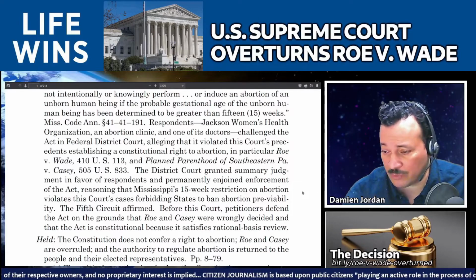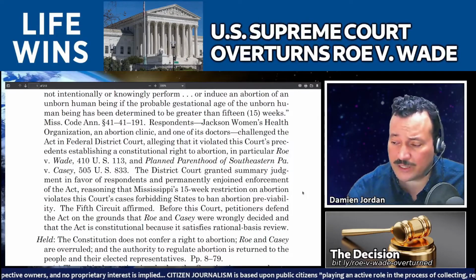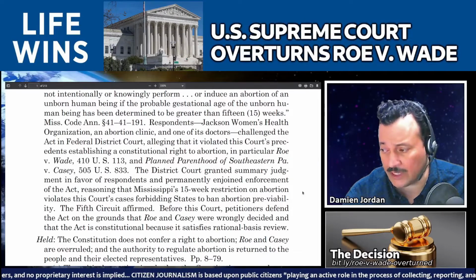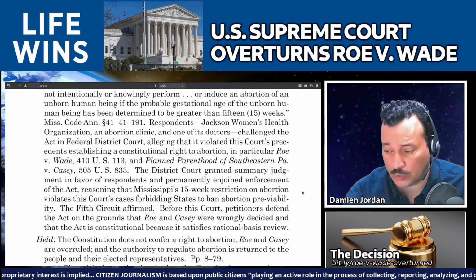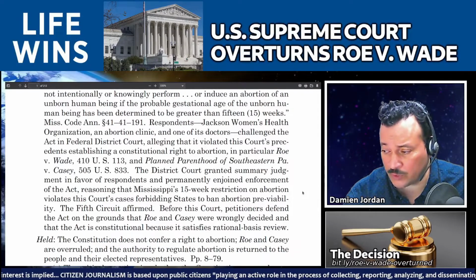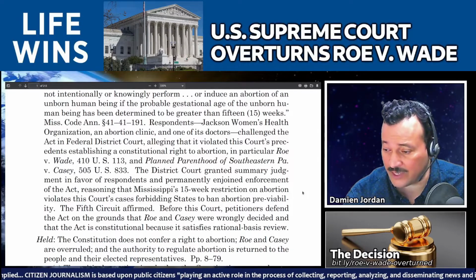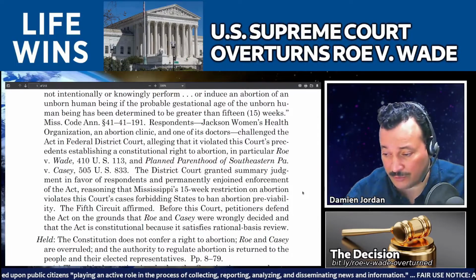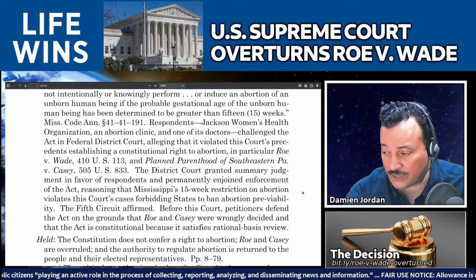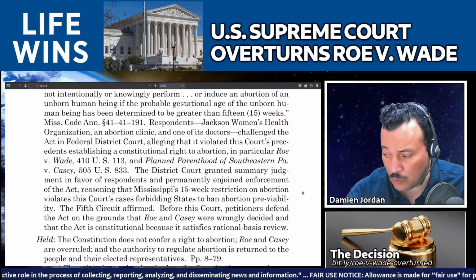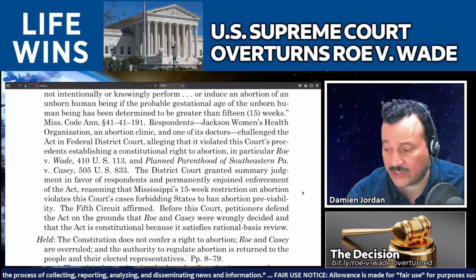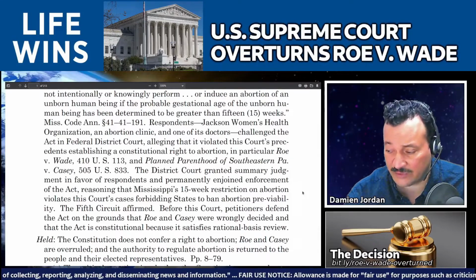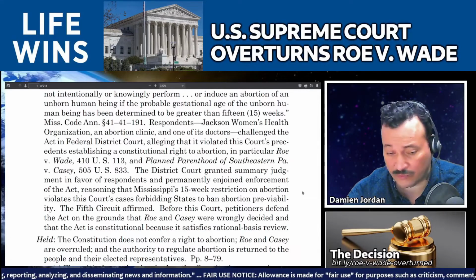The district court granted summary judgment in favor of respondents and permanently enjoined enforcement of the act, reasoning that Mississippi's 15-week restriction on abortion violates this court's cases forbidding states to ban pre-viability abortions. The Fifth Circuit affirmed. Before this court, petitioners defend the act on the grounds that Roe and Casey were wrongly decided and that the act is constitutional because it satisfies rational basis review.